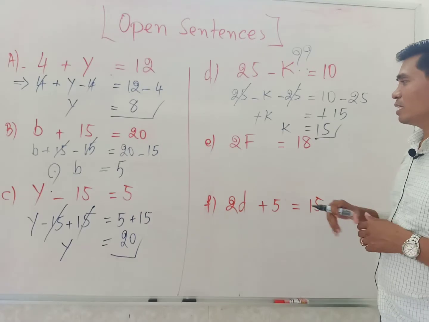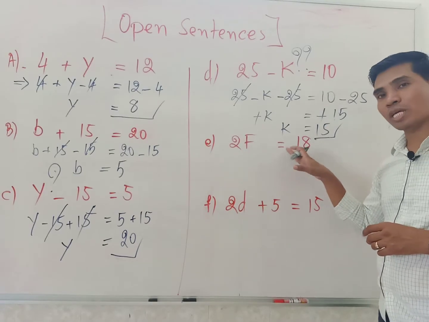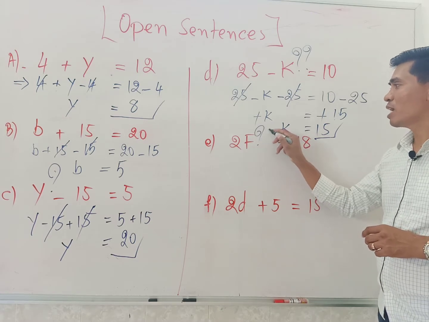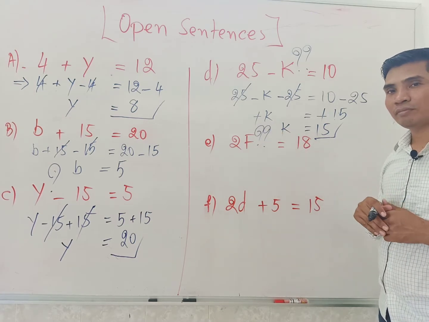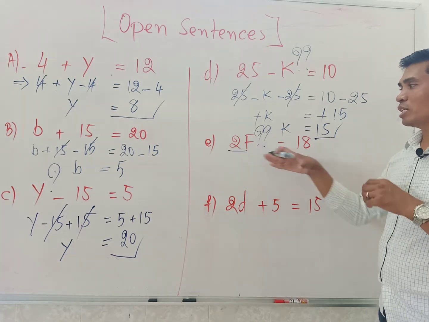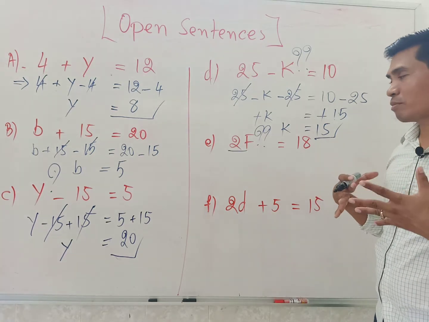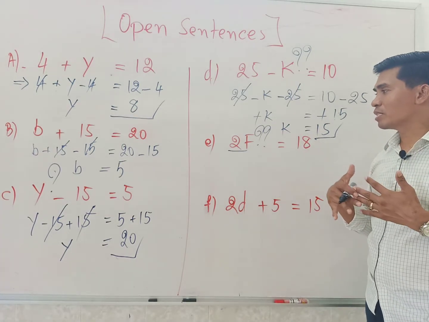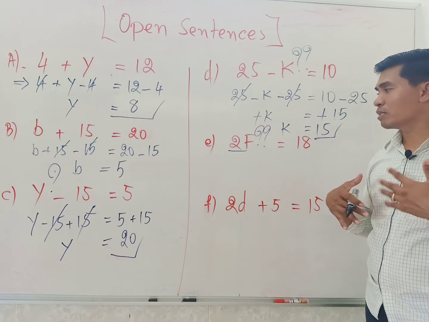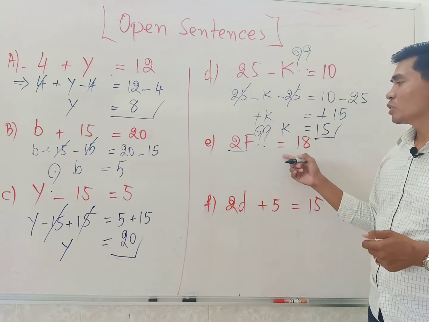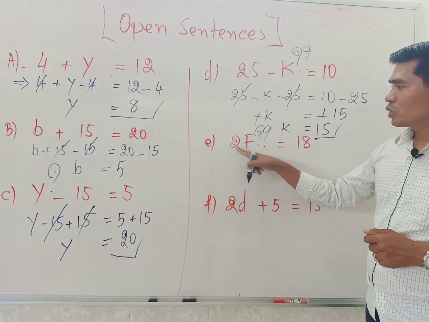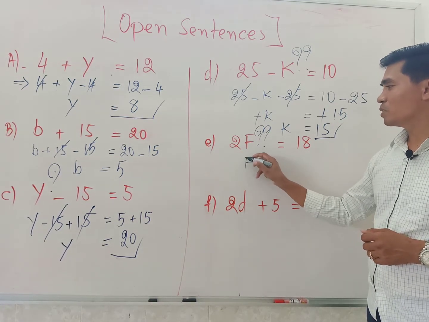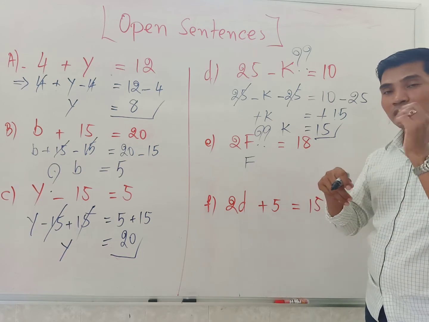Another exercise, in E, we have 2f equals 18. 2f equals 18, and then we have to find how much f is. Okay, so in this case, you call it inverse multiplication, you can say division. Use this division method. 2f is 18. Okay, so to find f here, you have to do it like this.